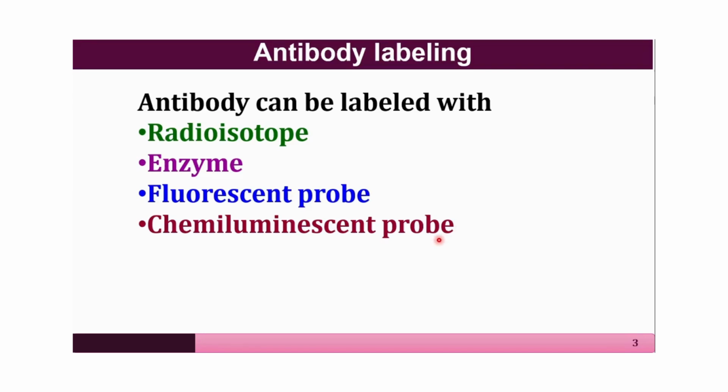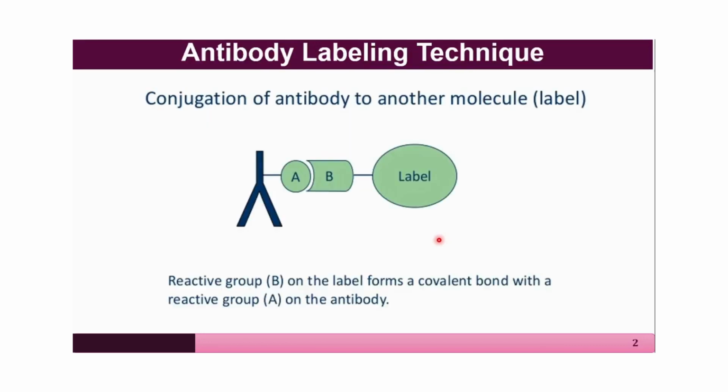In this case, one needs to take care that the antibody's FAB arm, that is the antigen binding arm, is left free for binding of the antigen, and only the non-antigen binding arm, that is the FC arm of the antibody, is labeled with the probes. Let us see what these A, B stand for and what the label stands for.